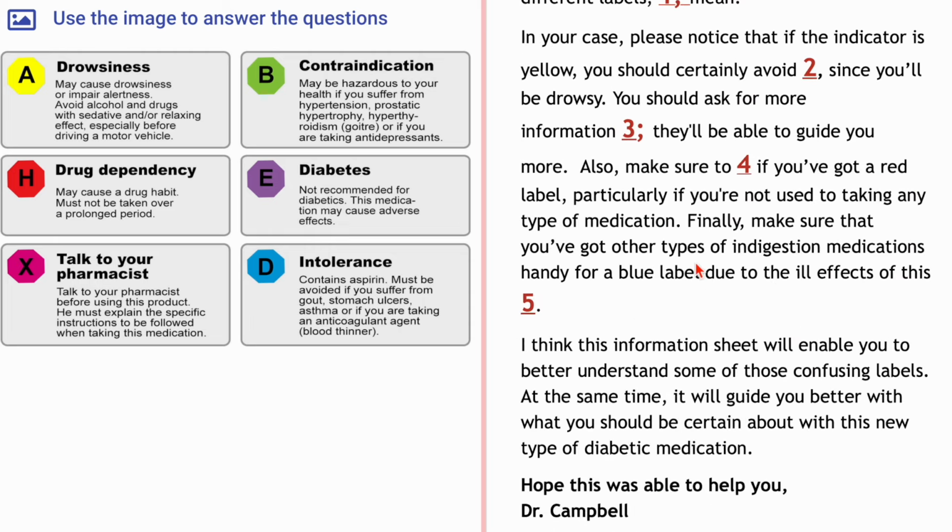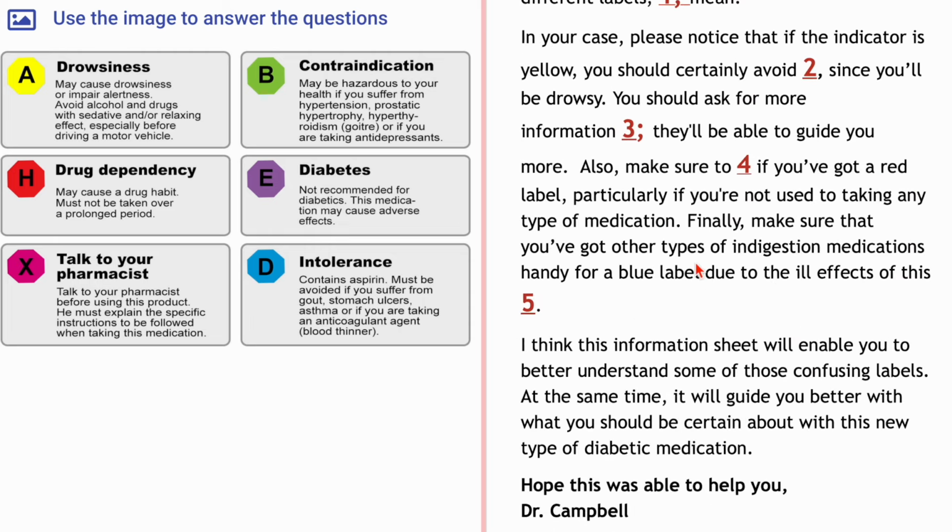Okay, new type of diabetic medication. So let's look at questions 6 to 8. Janice has been taking this medication for a long time, hasn't had any information about medication, has just started to take new medication, doesn't have anyone helping her at the moment. Very interesting. So according to the email, what is the answer here?